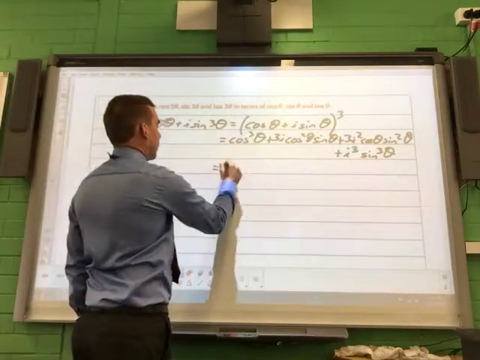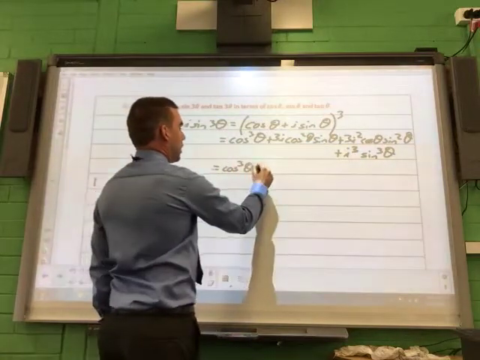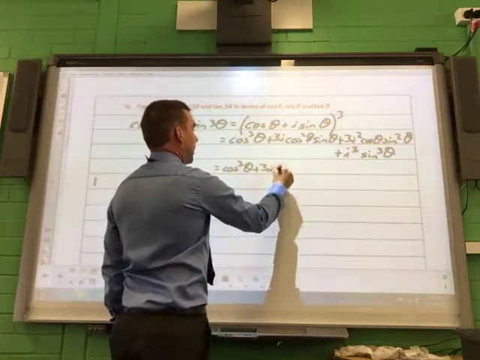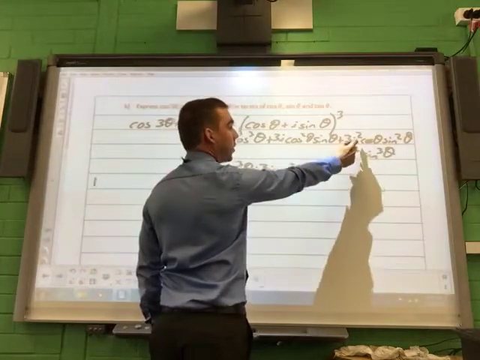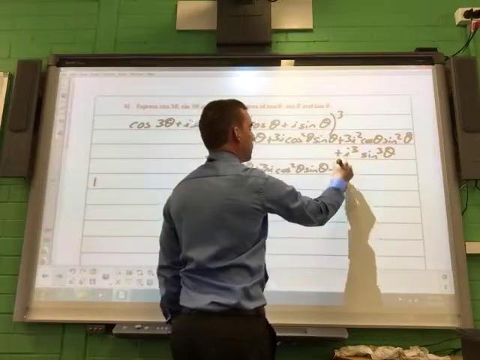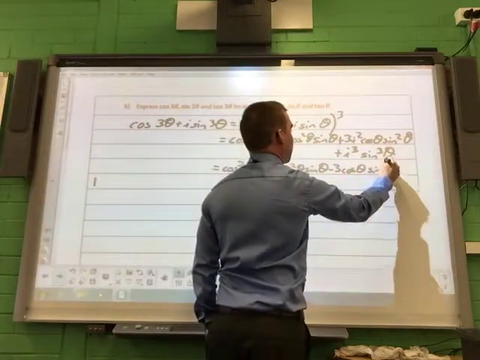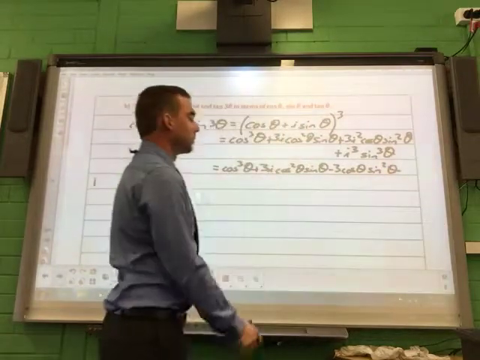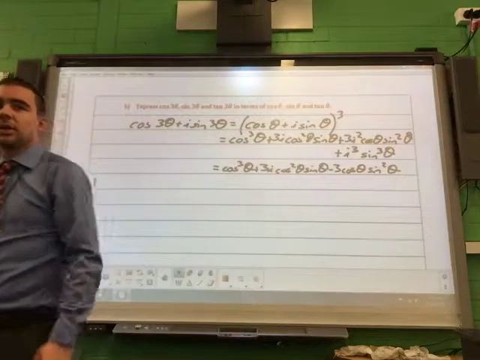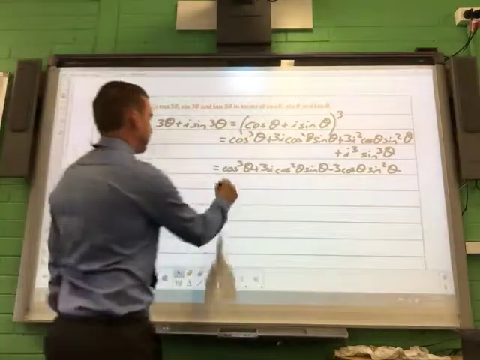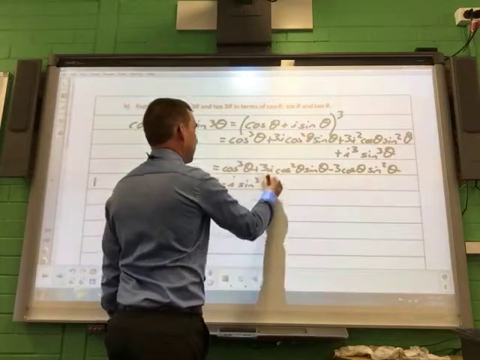So we have cos cubed theta plus 3i cos squared theta sine theta. Now we've got i squared here, so it becomes a minus 3 cos theta sine squared theta. And then i cubed. What's i cubed? Negative i. So minus i sine cubed theta.